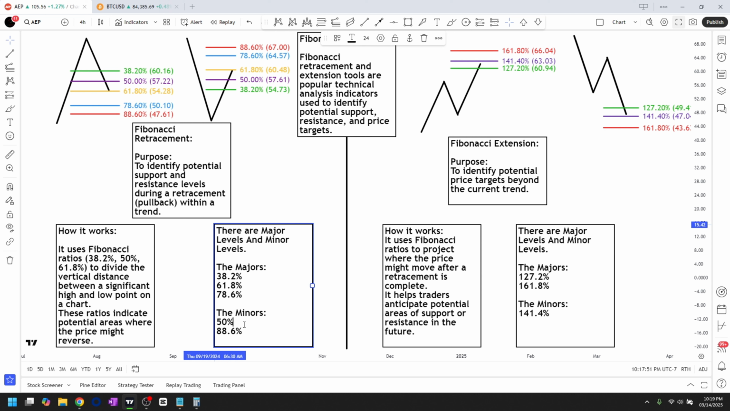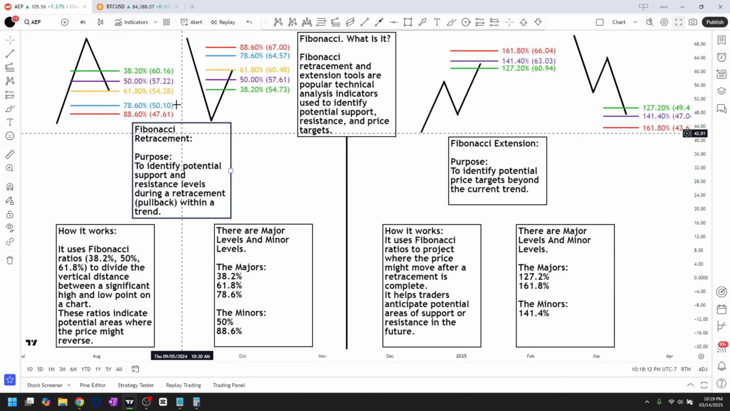The advanced bat pattern requires a 50% retracement to validate its B leg. And then 88.6%, that's very, very deep. We don't really use it in ratio trading, but the 886 is also used as the D completion of the advanced bat pattern. So that should cover what we kind of need to understand.